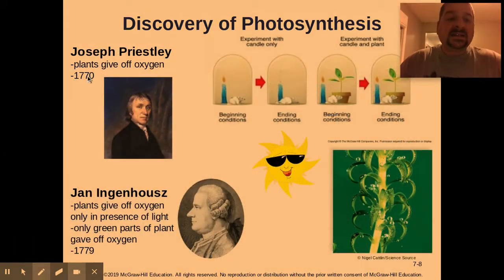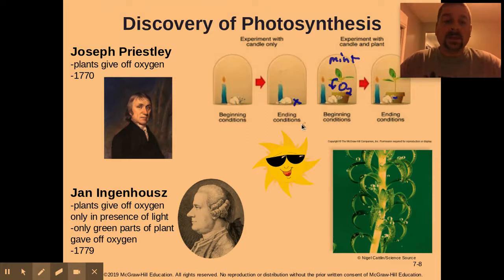In the 1770s, Joseph Priestley made a discovery. He put this jar over a mouse, and the candle would use up all the oxygen, and so what would happen to the mouse? The mouse would be dead. But he noticed that if he put a mint plant in there, the mint plant would keep the mouse alive. So he said, well, the plant must be giving off oxygen, and that's keeping the mouse happy.